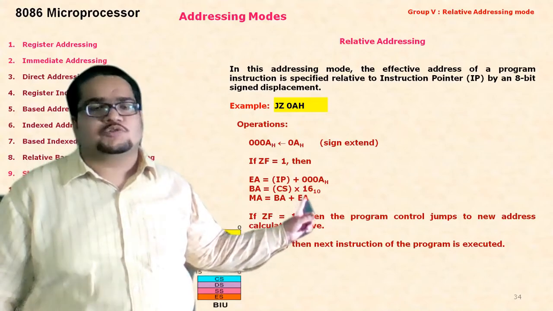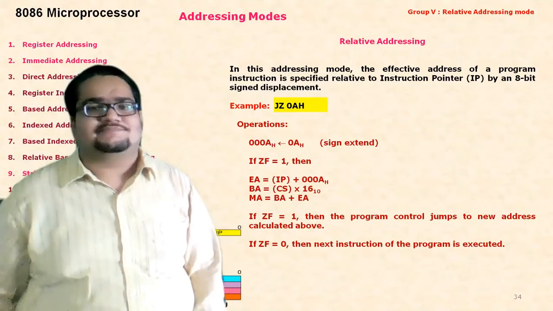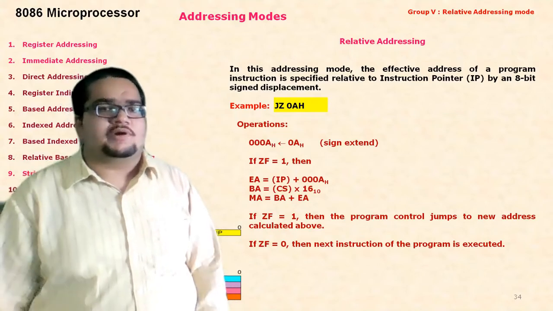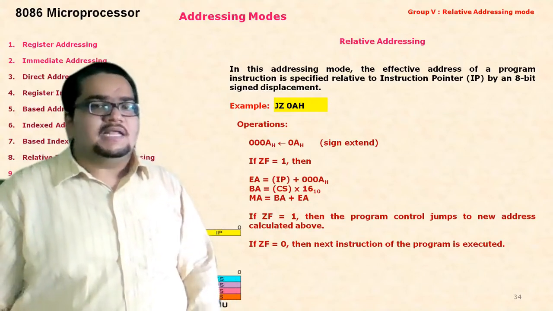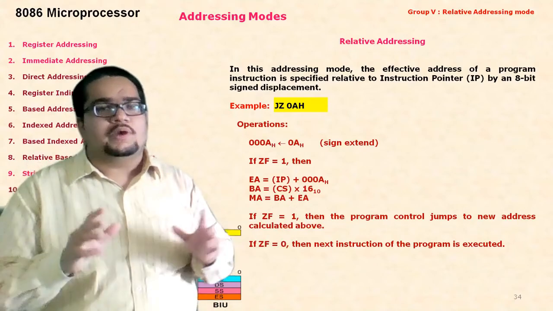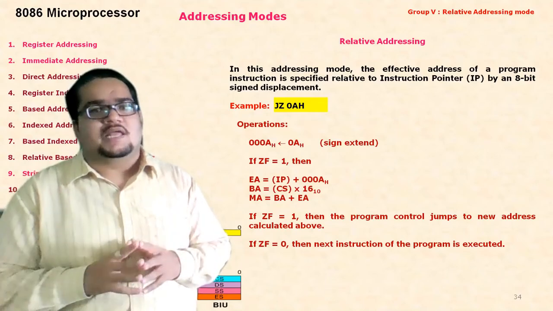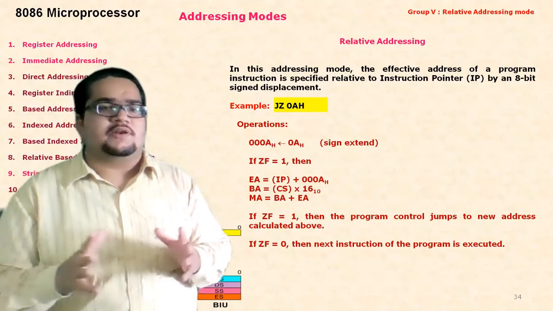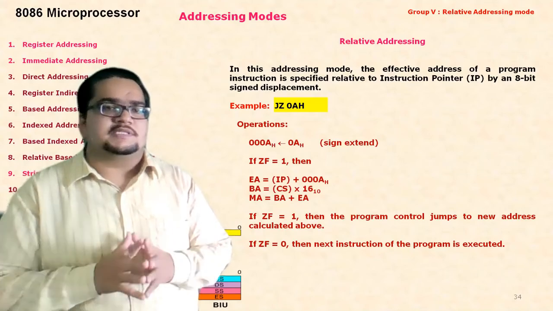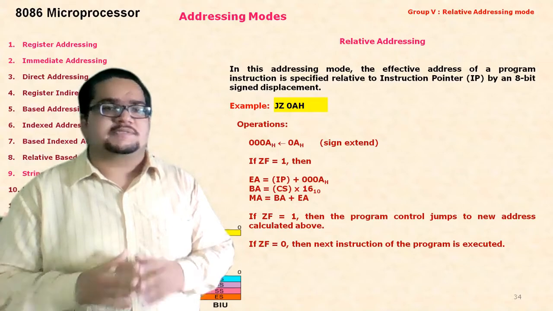The base address and memory address are calculated as usual. One other important thing about this instruction is that the jump will be carried out only if the zero flag is set. Otherwise the execution of this particular instruction will not make any difference in the program flow. It will continue executing downwards.